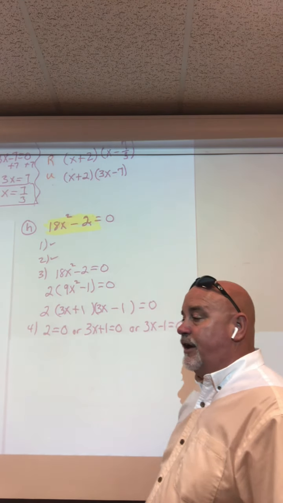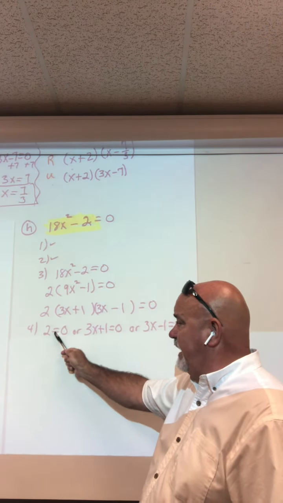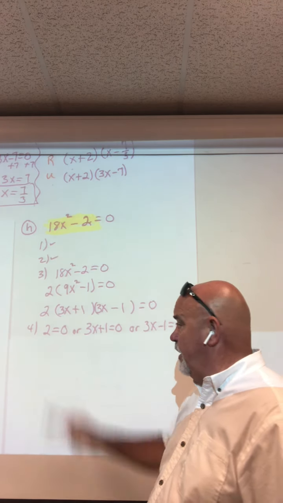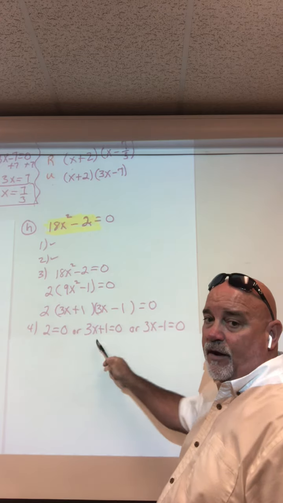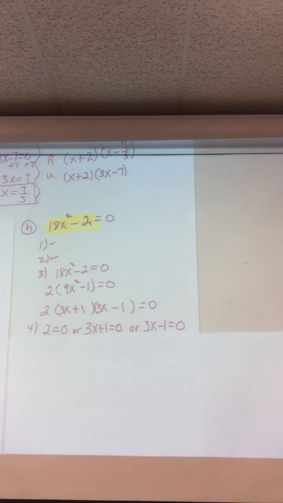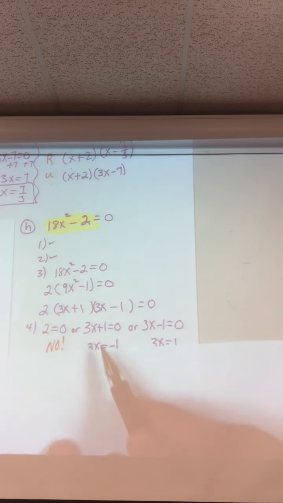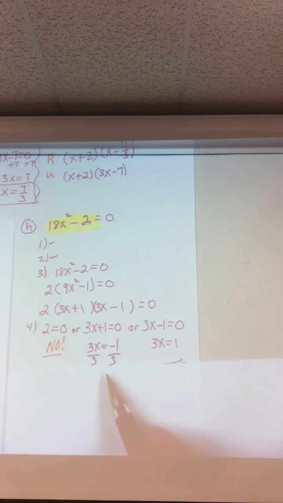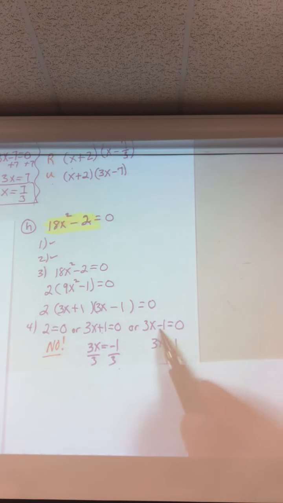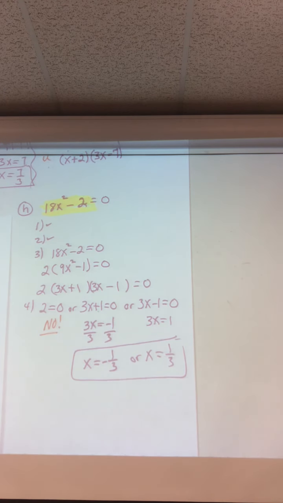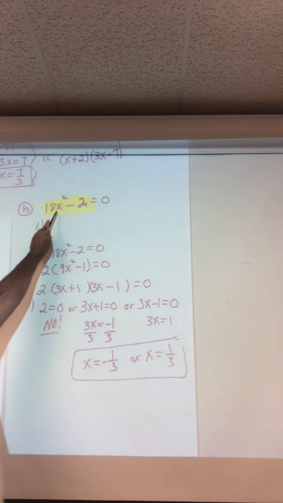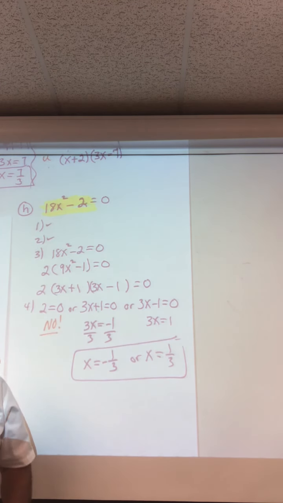Or here's another way you could say it. Does 2 equal 0 ever? No. So, that's not going to affect the problem. But I am going to solve these 2 for x to get my 2 answers, which I knew this problem had. So right here, I'll subtract 1 from both sides and divide by 3. And right here, you add 1 to both sides and divide by 3 to give you the 2 solutions. And again, I knew it had 2 solutions because it was a quadratic equation.